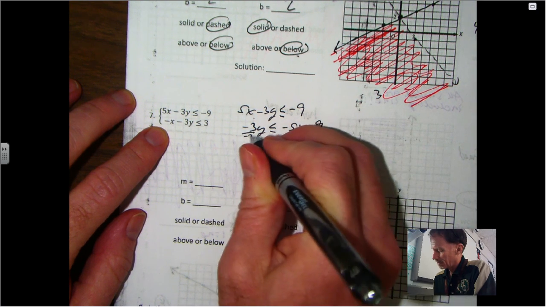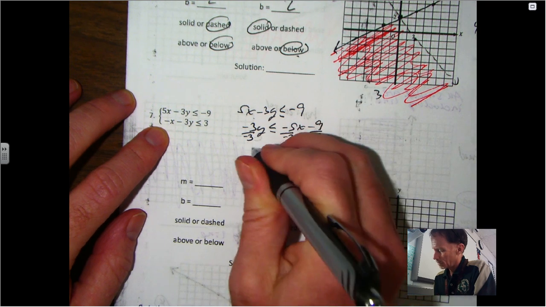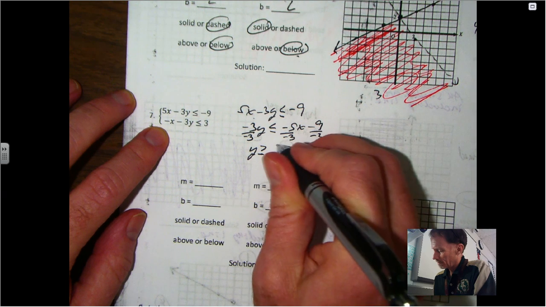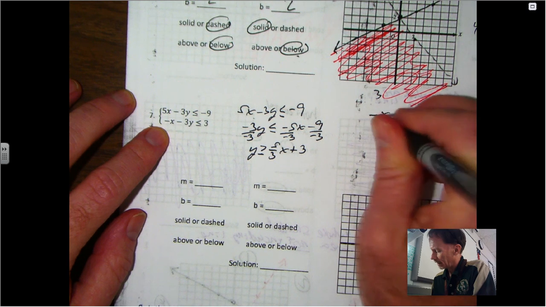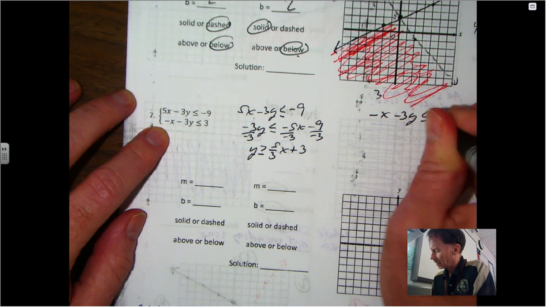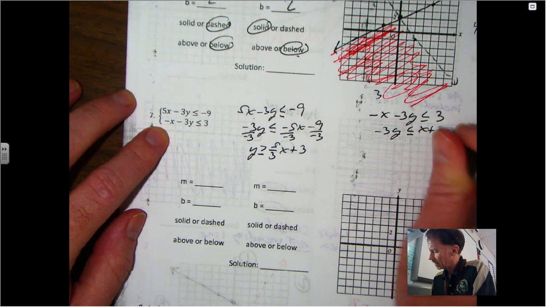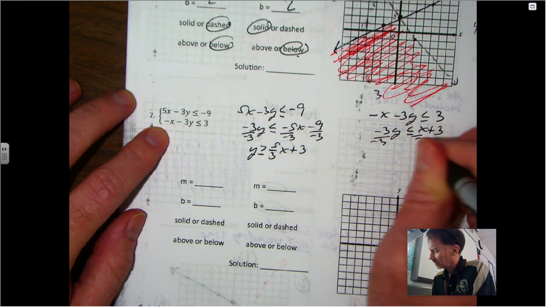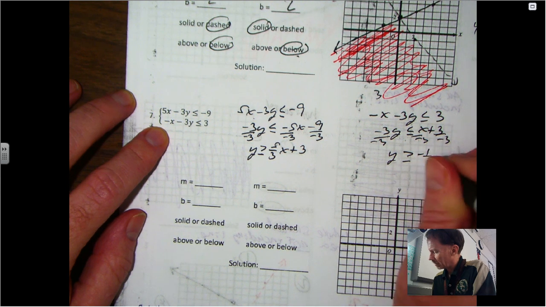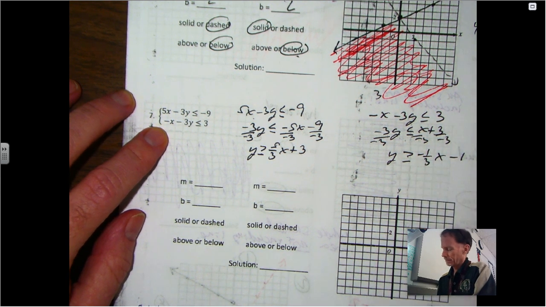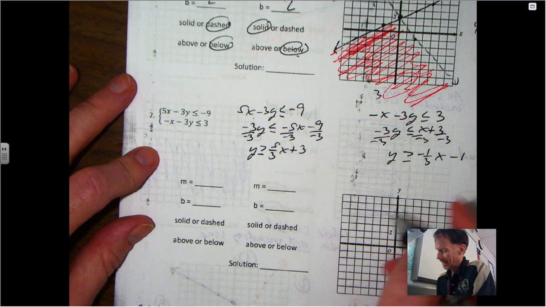When we divide by negative, what happens? Well, we know the inequality switches. So it's y is greater than or equal to 5 over 3x plus 3. Watch your signs. And then same thing on the other one. Negative x minus 3y is less than or equal to 3. Negative 3y less than or equal to x plus 3, divided by negative 3. So we have y is greater than or equal to negative 1/3 x minus 1. Okay? Don't forget to change the inequality any time you divide by a negative.